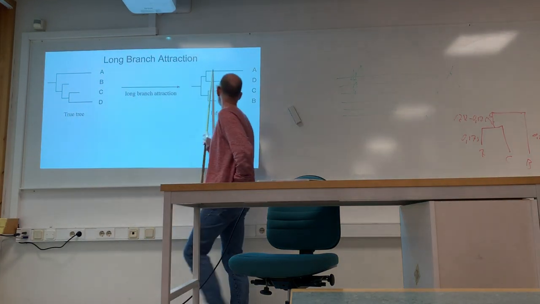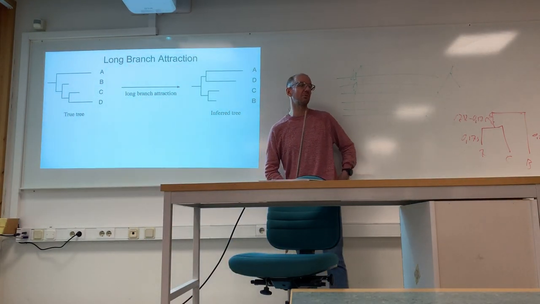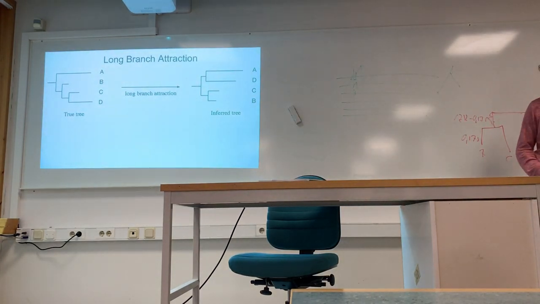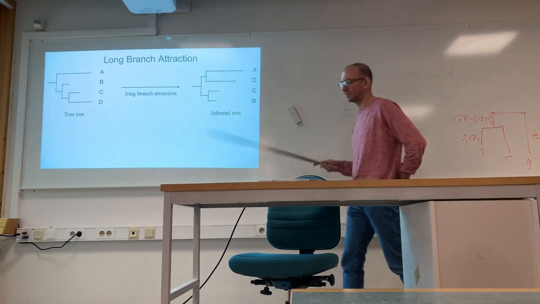But often you end up with this tree. So it's common that you basically get all the long branches starting from the bottom, next to each other. It doesn't mean that they are related, so that's a common problem you have to be aware of.